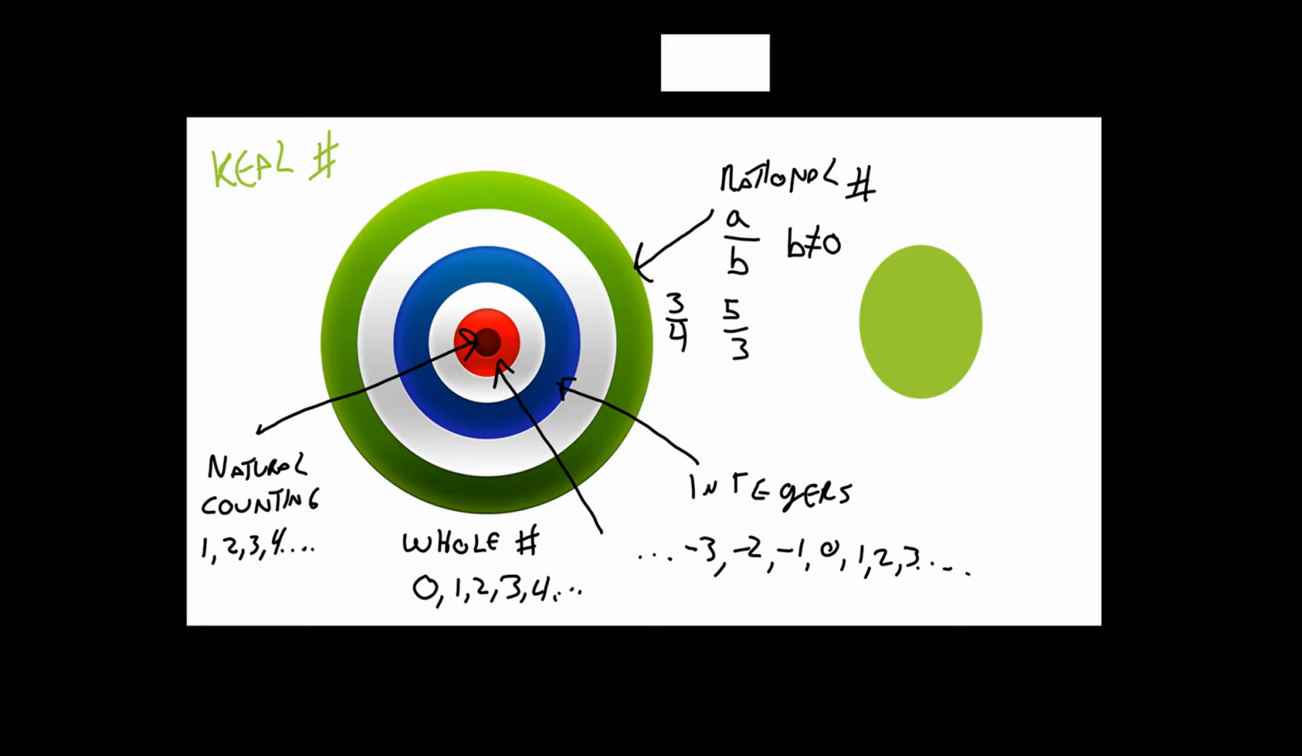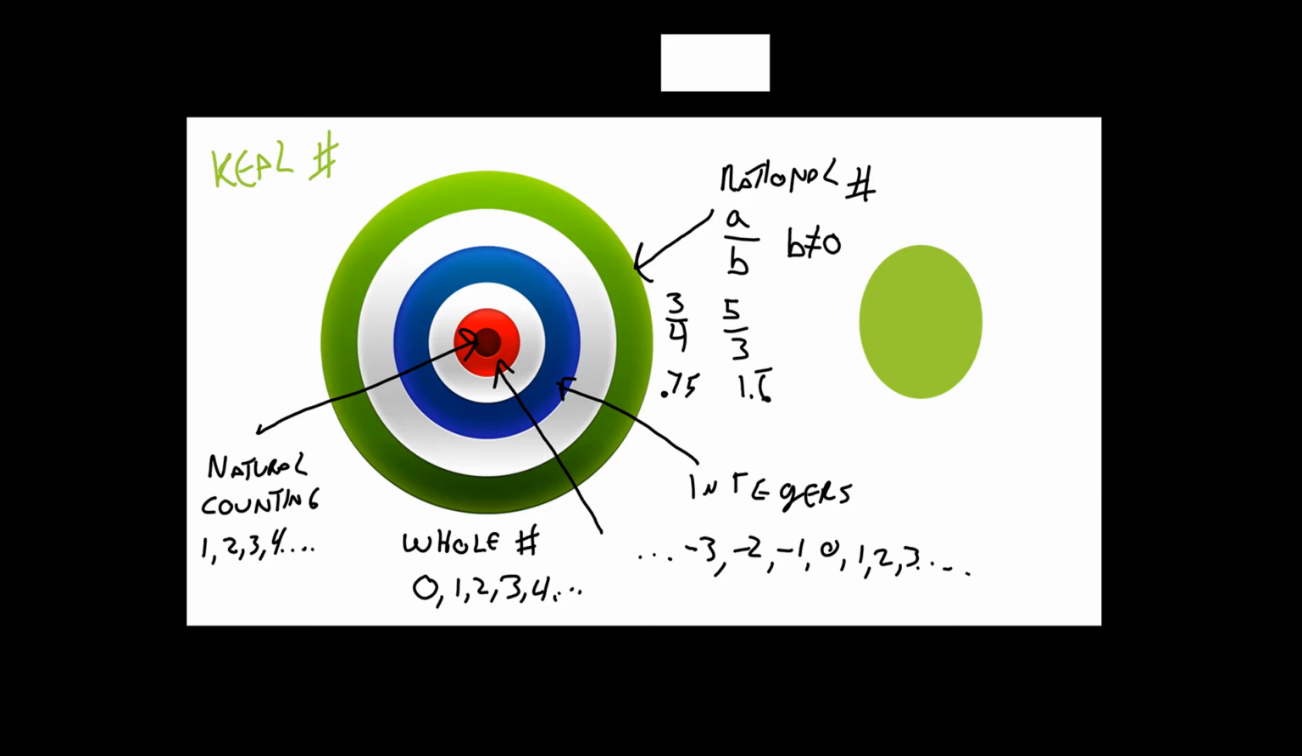but also because 3/4 could be written as a decimal, you get 0.75. 5/3 is 1.6 repeating. Rational numbers also include decimals that terminate or that end, such as 0.75, and decimals that go on forever, such as 1.6 repeating.